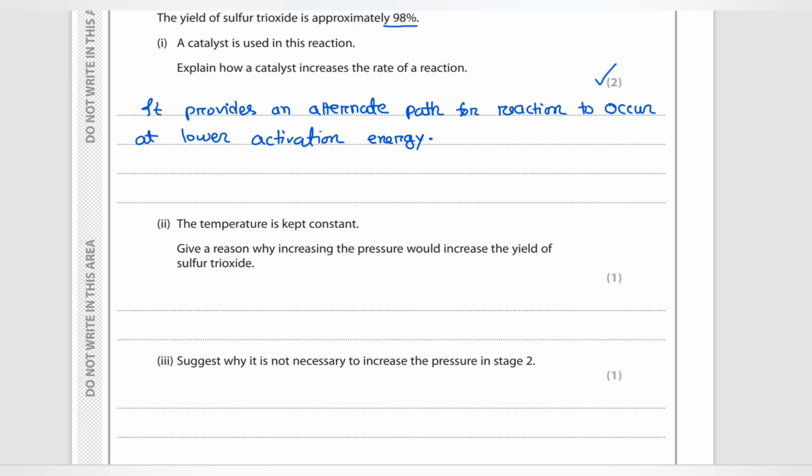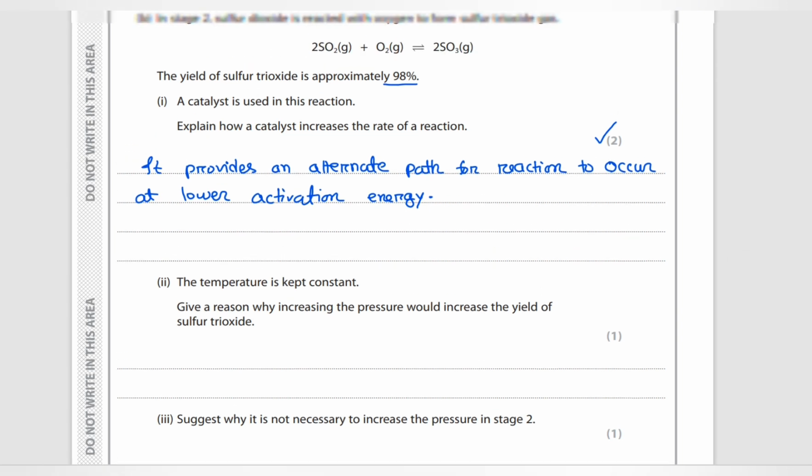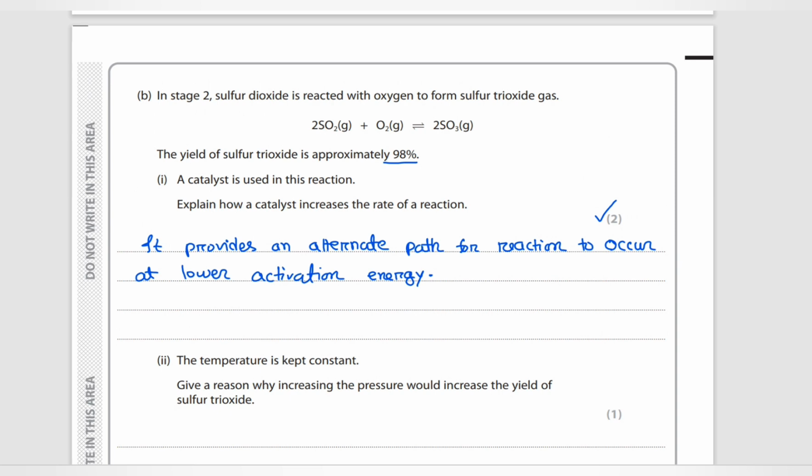Give a reason why increasing the pressure would increase the yield of the sulfur trioxide. So this is the right hand side of the equation and this is the left hand side of the equation. We can see there are 2 moles on the right hand side and there are 3 moles on the left hand side of the equation. So whenever we are increasing the pressure, the equilibrium will shift to the side where there are fewer moles. We can see that the right hand side has fewer moles. So the equilibrium will shift to the right hand side, producing more of the product, that is sulfur trioxide gas.